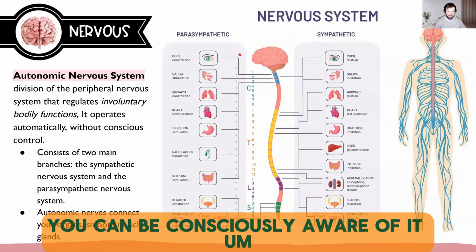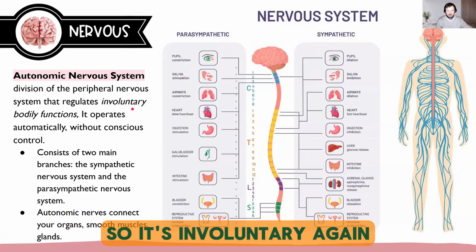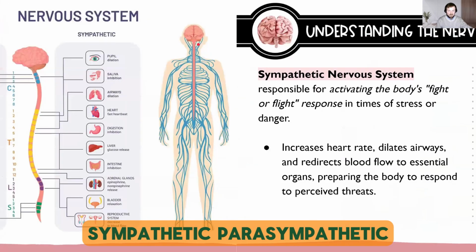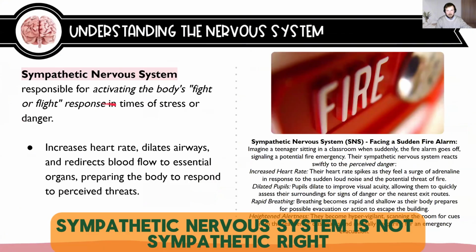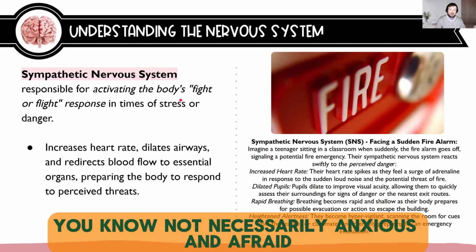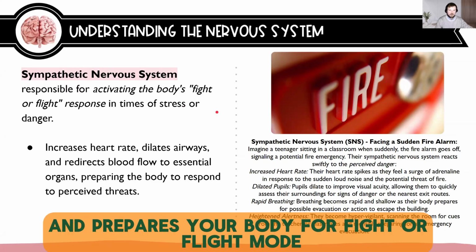You can be consciously aware of it, but most of the time we're not. So it's involuntary. Again, it's automatic. I think I've said everything I need to say about the autonomic nervous system, sympathetic, parasympathetic. Say it again. Sympathetic nervous system is not sympathetic, right? It makes you excited and anxious and afraid. And not necessarily anxious and afraid. It just might make you excited, but it excites and stimulates your body and prepares your body for fight or flight mode.